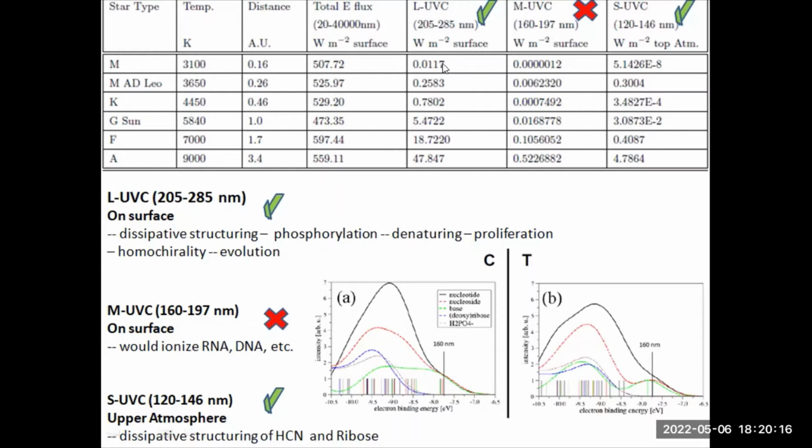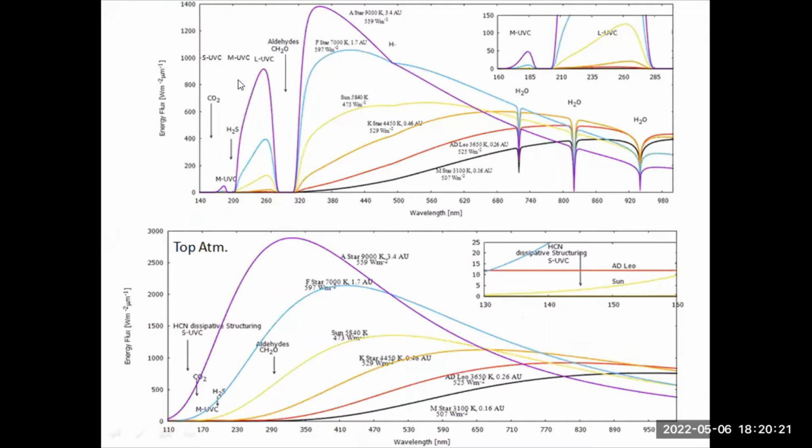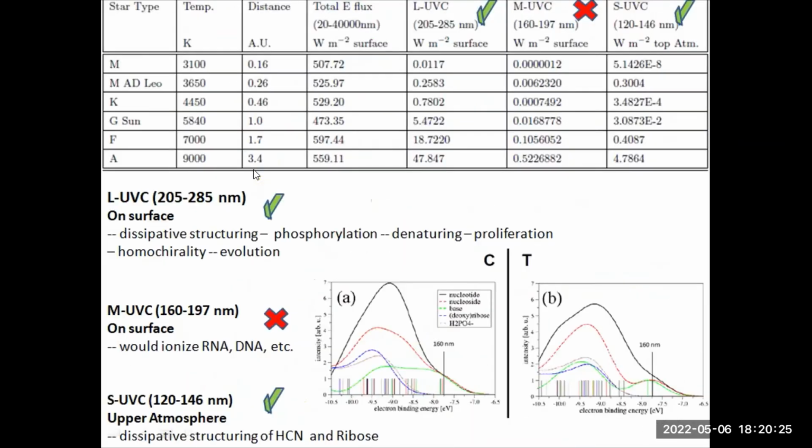And then we integrate over the long wavelength UVC region. So that's just integrating over this region here. And that gives us these energy values. So these are good energy values. These do the dissipative structuring and the proliferation and so on.